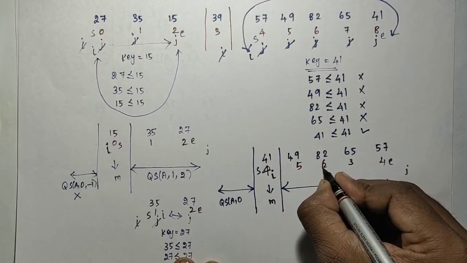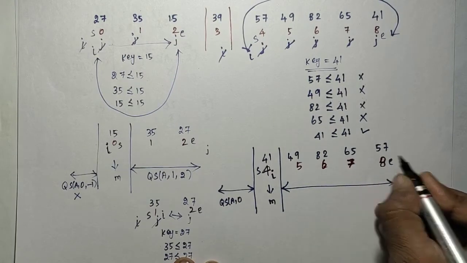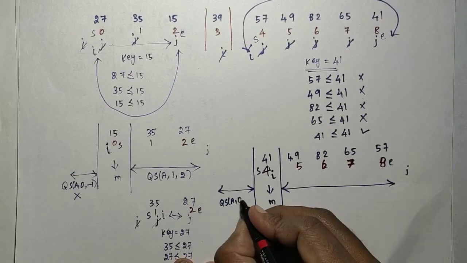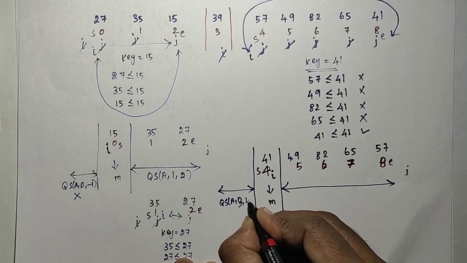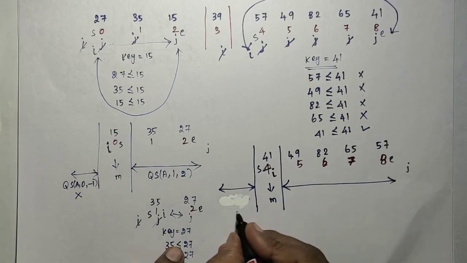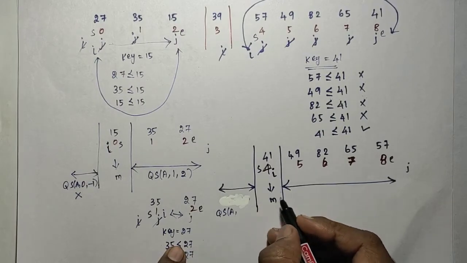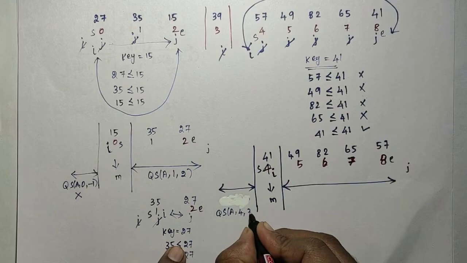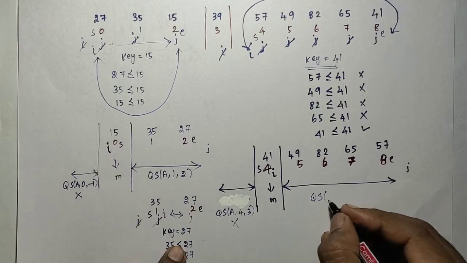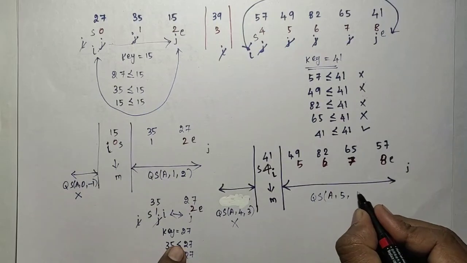5 and 6, 7 and 8. Okay, these are the index. So here M minus 1 means 3 comma, sorry, yes, the left side quick sort of A comma S to M minus 1. S is 4, M minus 1 is 3. So it will not do anything. The right side, quick sort of A comma 5, that is M plus 1 to E, that is 8.